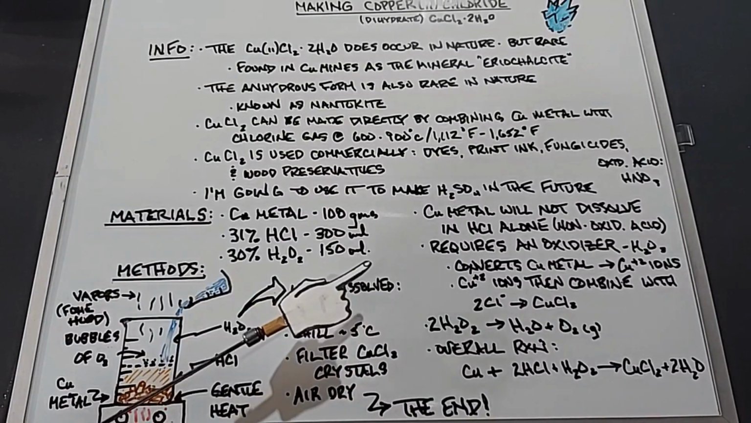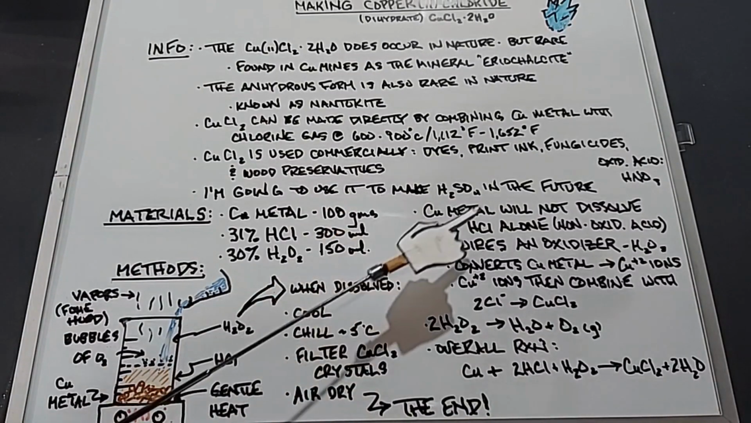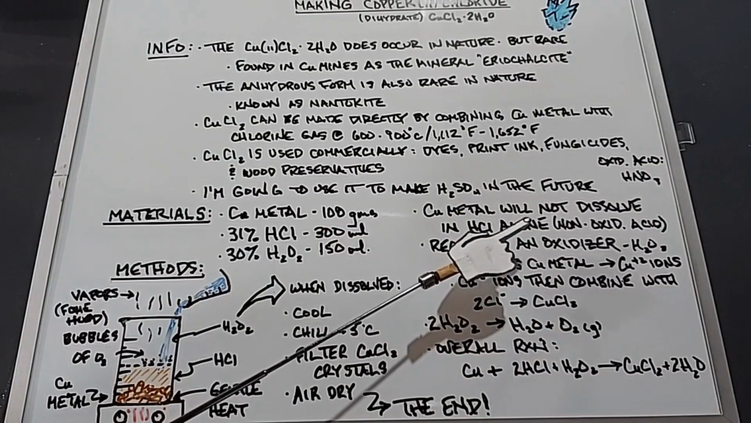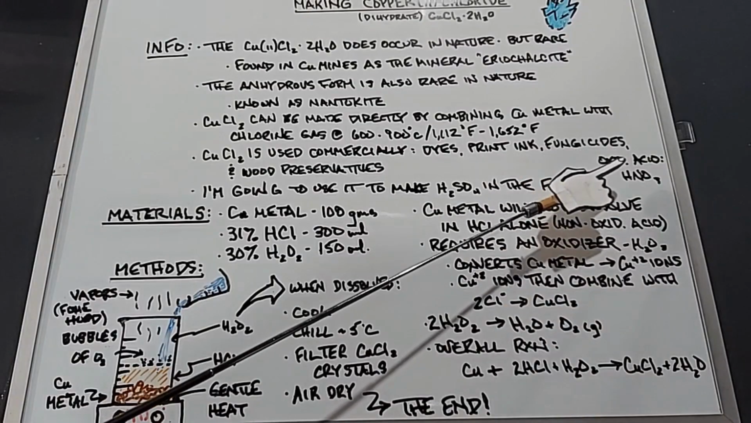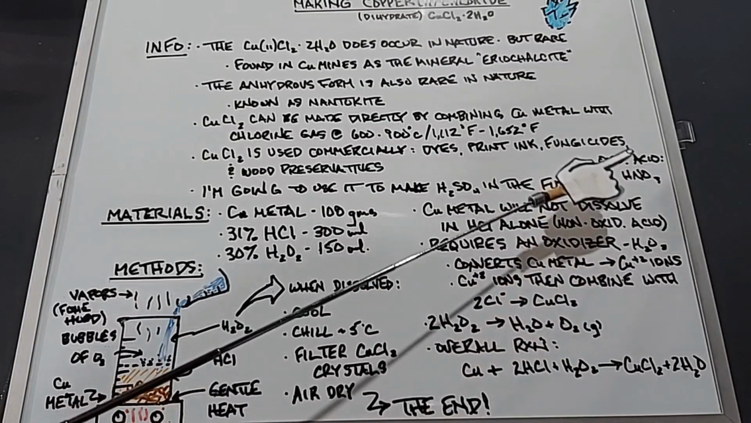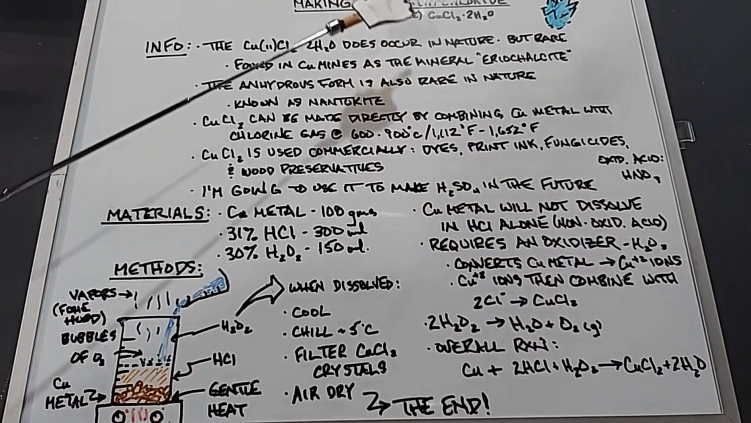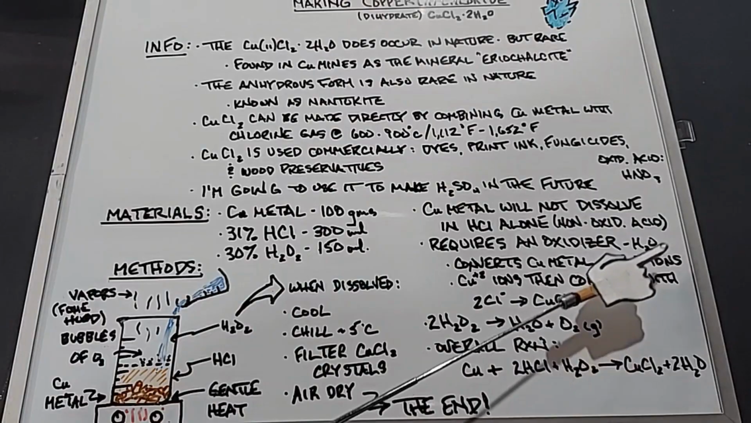The reason I'm using the hydrogen peroxide is similar to reasons I've used it before to dissolve nickel. Copper metal will not dissolve in hydrochloric acid alone because it's a non-oxidative acid. Oxidative acids are things like nitric acid. So it requires an additional oxidizer. The reason we're not using nitric acid here is we're trying to make copper chloride, so we need the hydrochloric acid. So the additional oxidizer is the hydrogen peroxide.